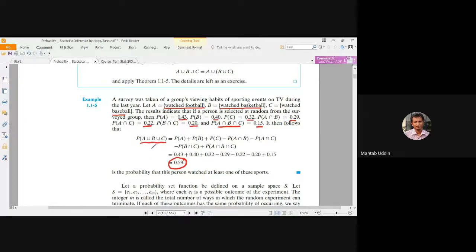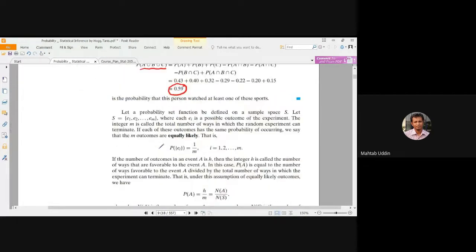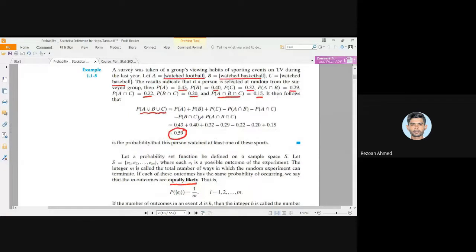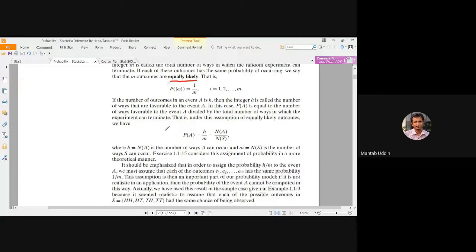Okay. I have already said what an equally likely event is. 59% of people watch any one of the games, at least one. They can watch only football, only basketball, only baseball. Also, they can watch two, or also three. All of them are included. They can watch one, two, or three. Watching at least one is enough. You will see equally likely events.